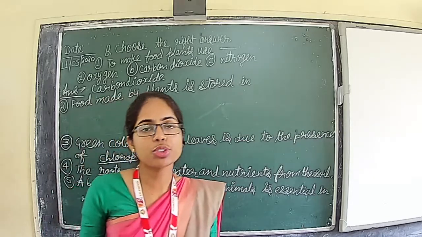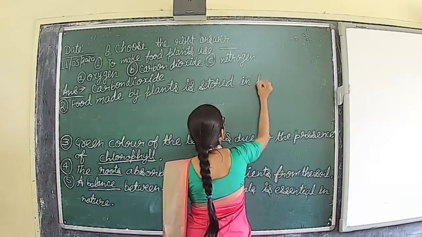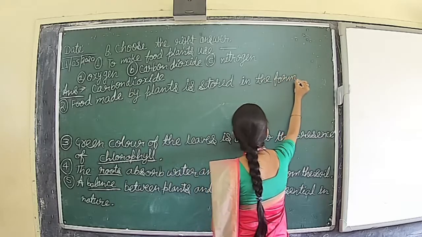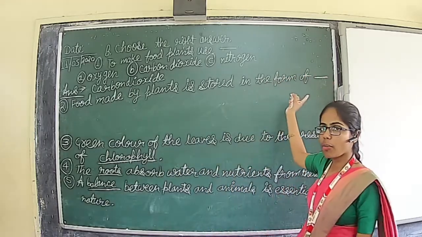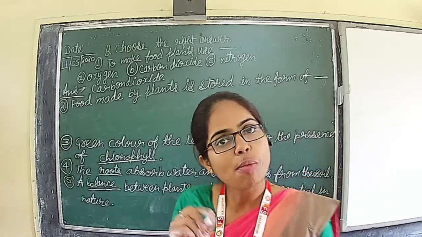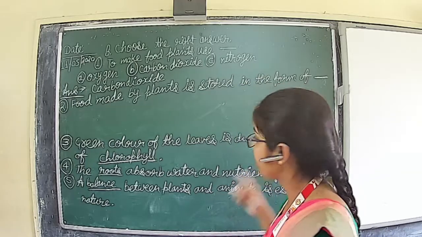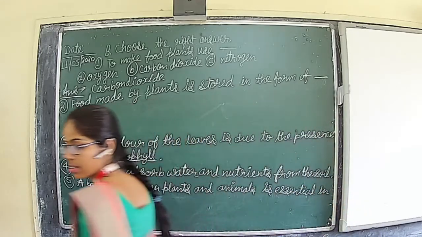Then what we have to do, we have to add three words. What will be that? Stored in the form of. Please note it. If you are writing in the book, then also add this, in the form of. Up to in it is given in the book, but the form of it is not given. Okay. Then what we have to write? In the form of. Then write the option.